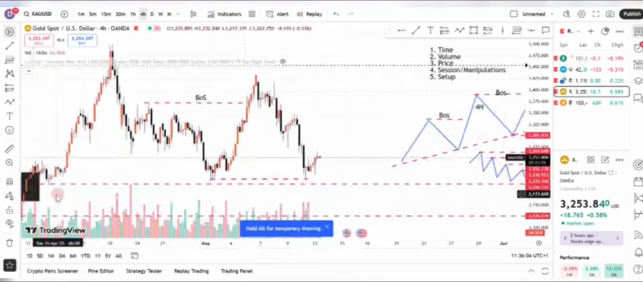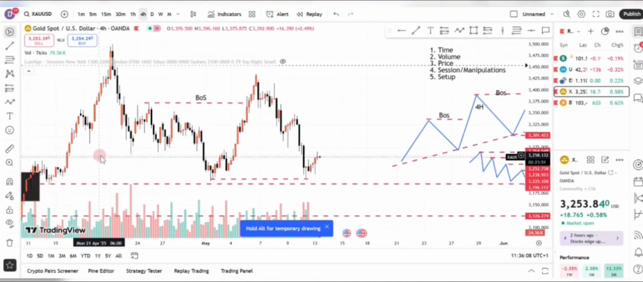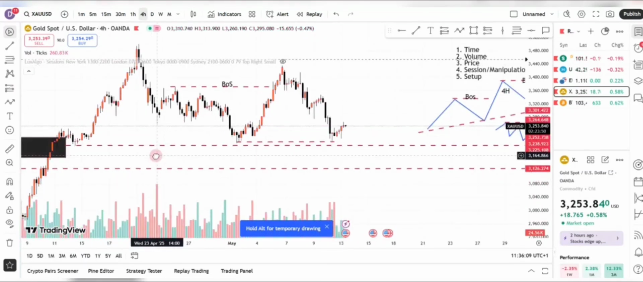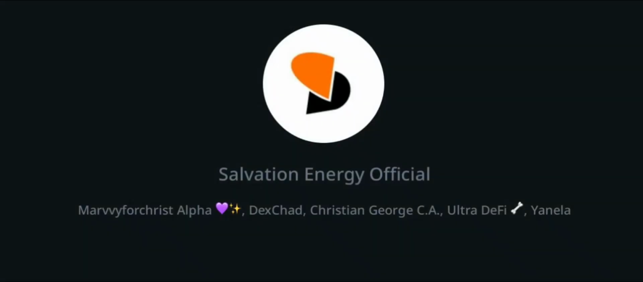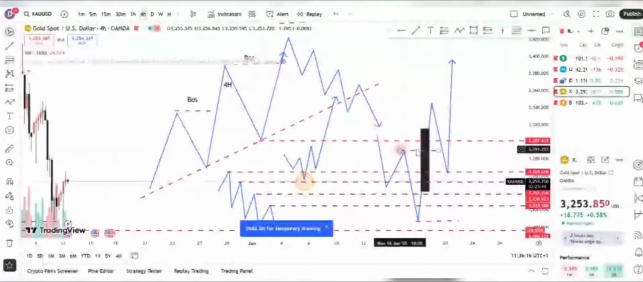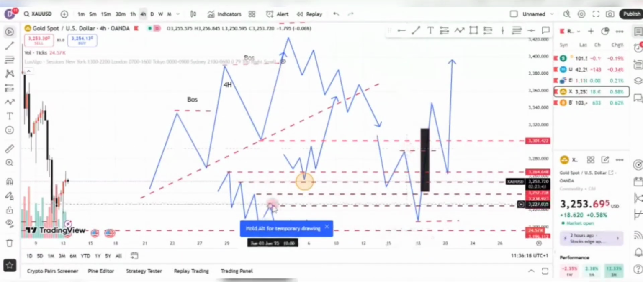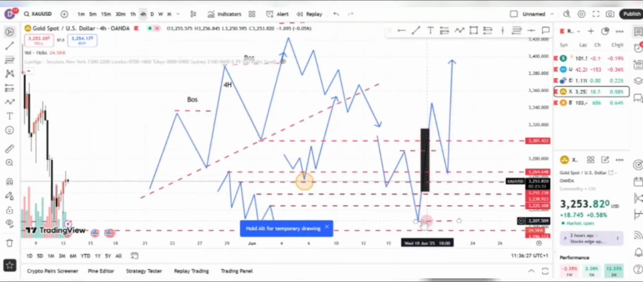Look at something else. I'm coming back to explain this thing completely. Now, I believe you understand what I'm saying. Now, this high is this high. It did not take out this high. Everything here is happening on the 4 hours. What happens now is that, boom, this is what I call a sweep.